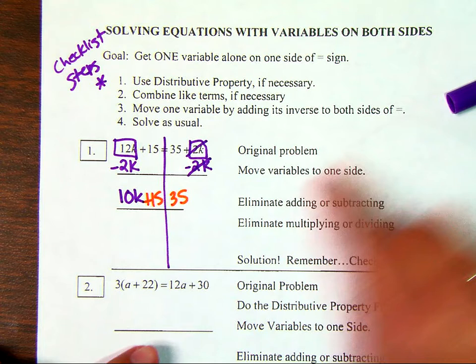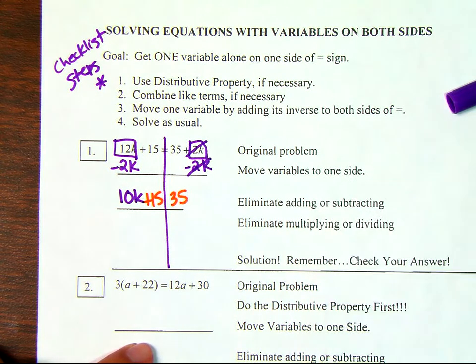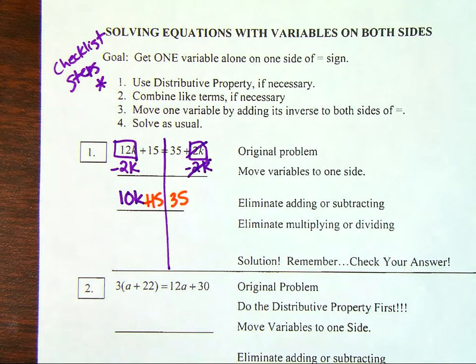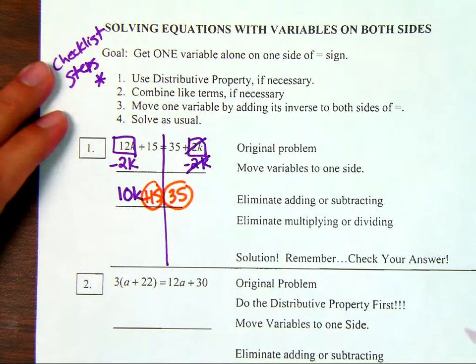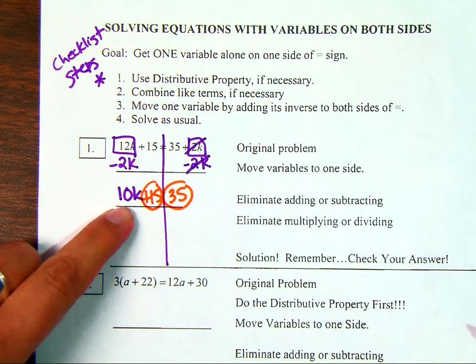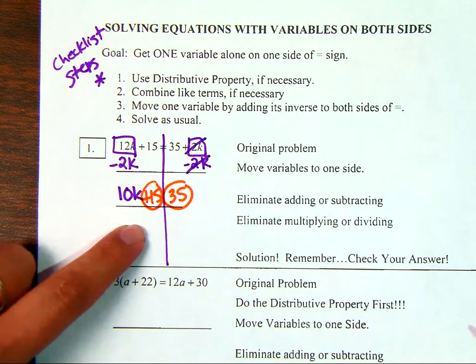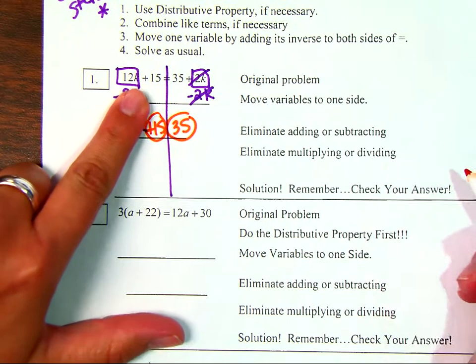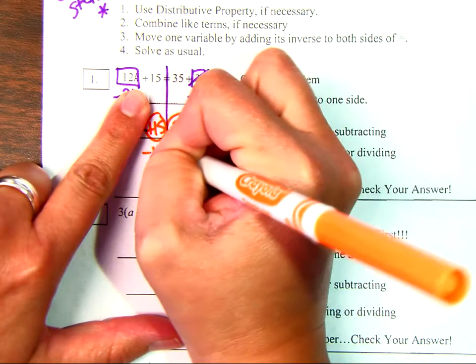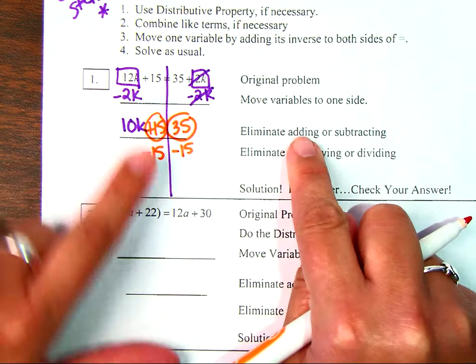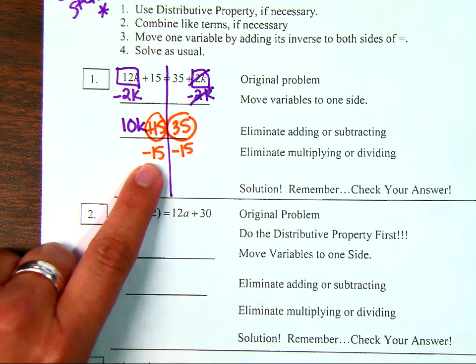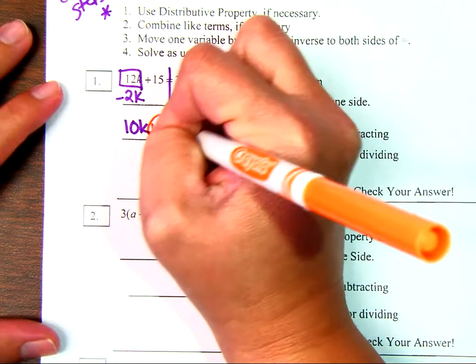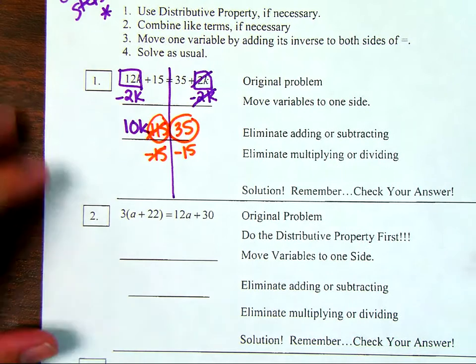So we are going to eliminate by adding or subtracting. Remember, we're doing the opposite. So we want to get these 15s, these integers, with this 35. We cannot combine the 10k and the 15 because these are not like each other. So we're going to get rid of the positive 15 with a negative 15. You can think about this as adding 15 negatives to each side or subtracting a positive 15 from both sides. Again, however you think about it, those cancel out.